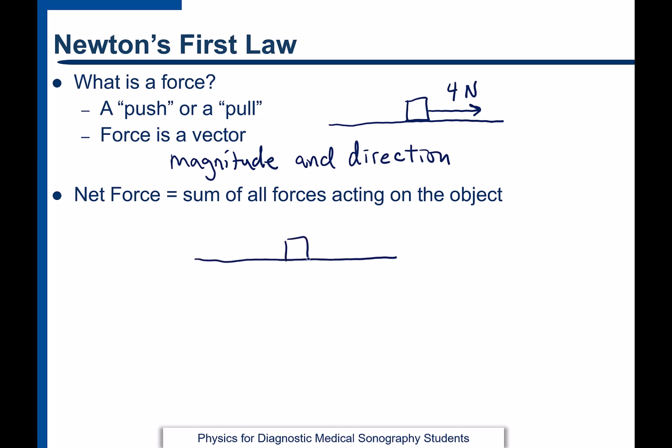Let's say again I have my block here, and I'm exerting a force of 4 newtons to the right. But let's say I'm also exerting a force of 3 newtons to the left. Well, the net force then is going to be 4 newtons minus 3 newtons. So in other words, when the forces are in opposite directions, we're going to subtract them. If they're in the same direction, we would add them. So in this case, the net force would simply be equal to 4 newtons minus 3 newtons, or 1 newton to the right.